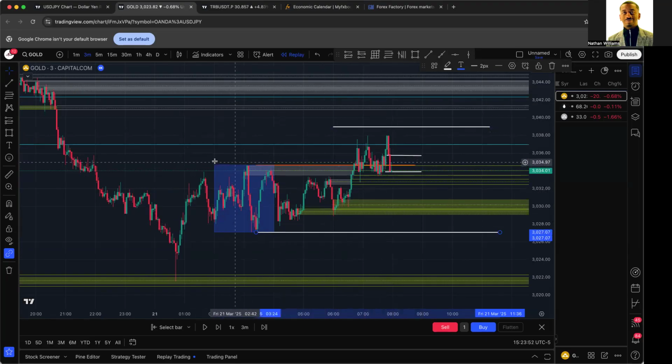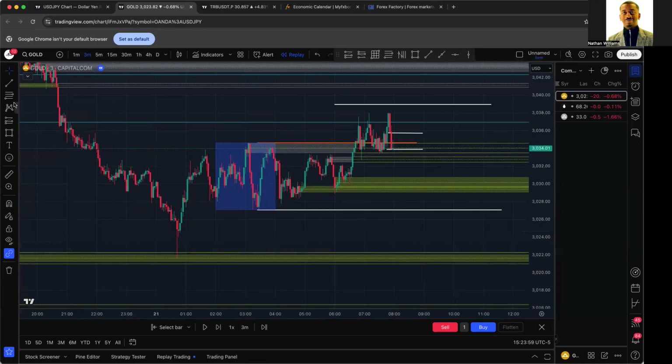So we swept buy side liquidity. Now we should be aiming for sell side liquidity. And then TP number 2 would be the low of the day. That's the next area. So those are my two areas that I should be looking for.